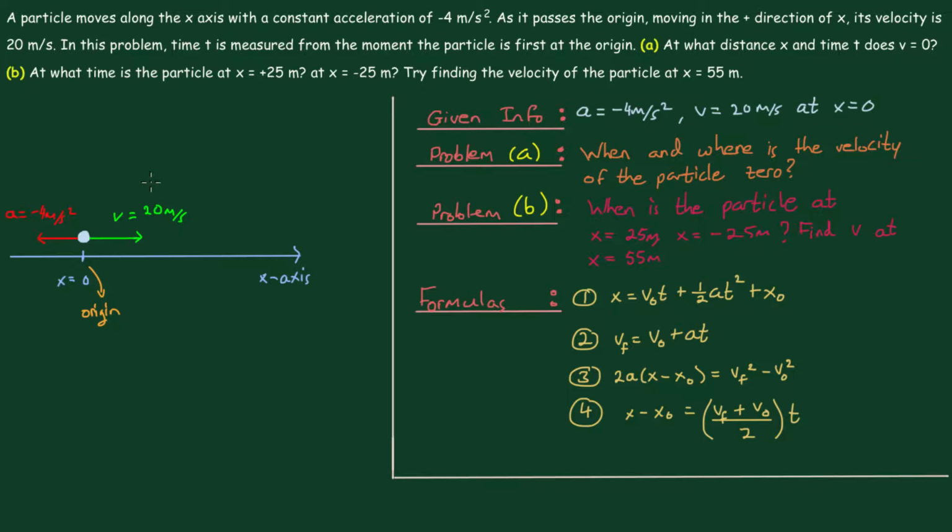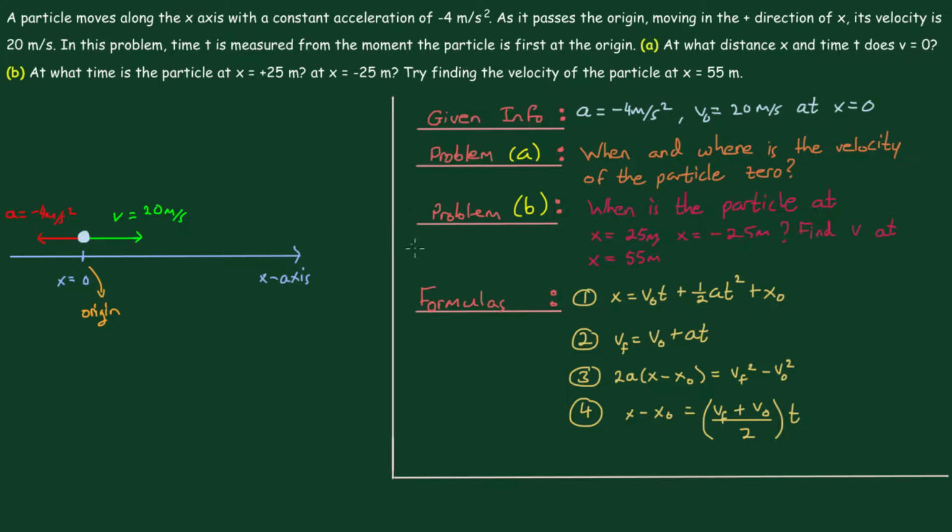At what time is the particle at x equals 25 meters, at x equals -25 meters? And also, we have to try to find the velocity of the particle at x equals 55 meters. So as usual, the way we start this problem is by taking a look at our given information, okay? So the given information here is the acceleration, -4 meters per second squared, the velocity of the particle, which is 20 meters per second. In fact, this is the initial velocity of the particle, so we can write that as v0. And this initial velocity of the particle is at x equals 0.